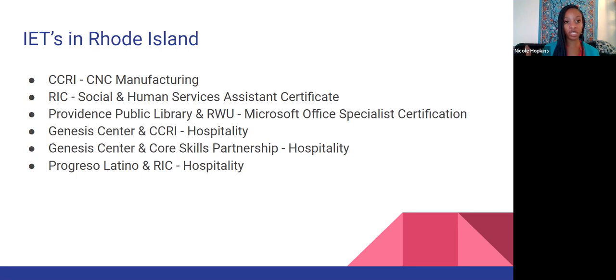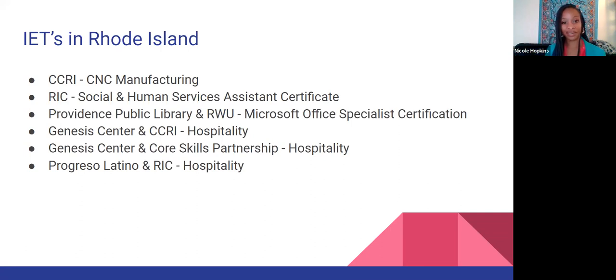If we don't see you on here and you're like, hey, I've got an IET, and a training or opportunity for development comes up, we want to make sure that we know you're out there so that we can get that information to you. So if you can work on putting your IET in the chat, if you don't see it here. We've got Community College of Rhode Island doing their CNC manufacturing. That's actually their RIBEST. And then you've got Rhode Island College doing the Social and Human Services Assistant Certificate.